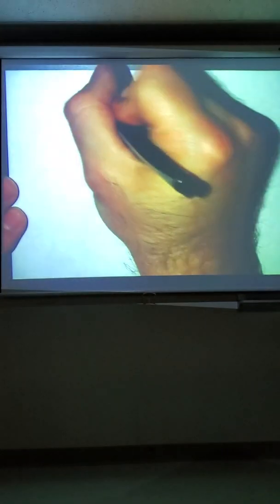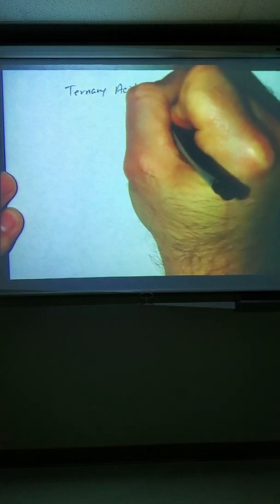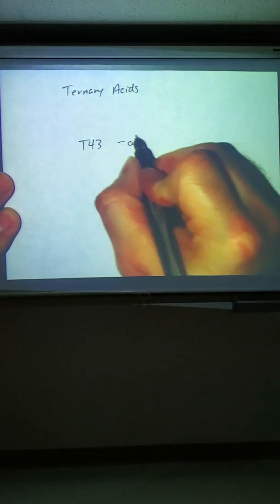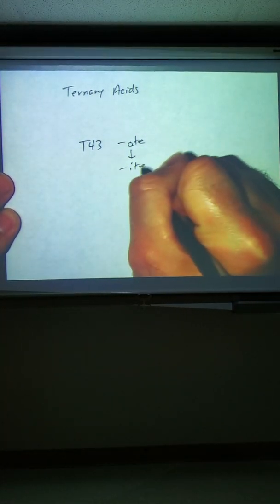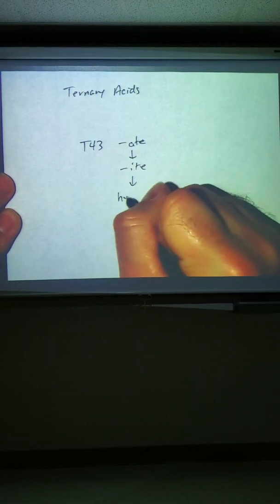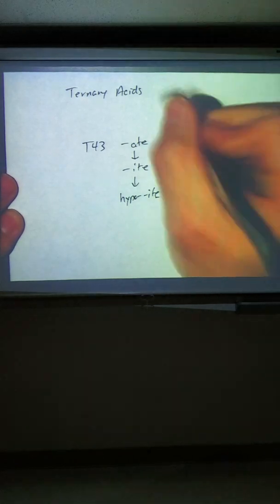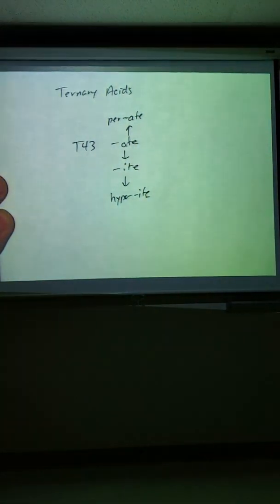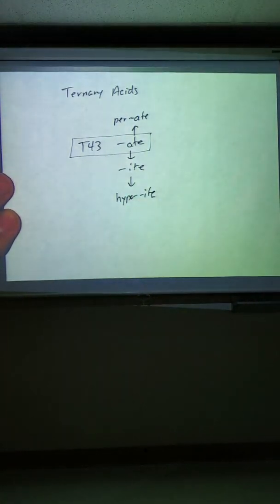So with acids, ternary acids in particular, we have this pattern of the -ate ion. So that is our clue. It's going to be an ate. We now know that if we're losing oxygens, it goes to an ite. If we lose more, it goes to a hypo-ite. If we gain, it goes to a per, but still ate because we're still a higher number. So the clue still is, where did you start?